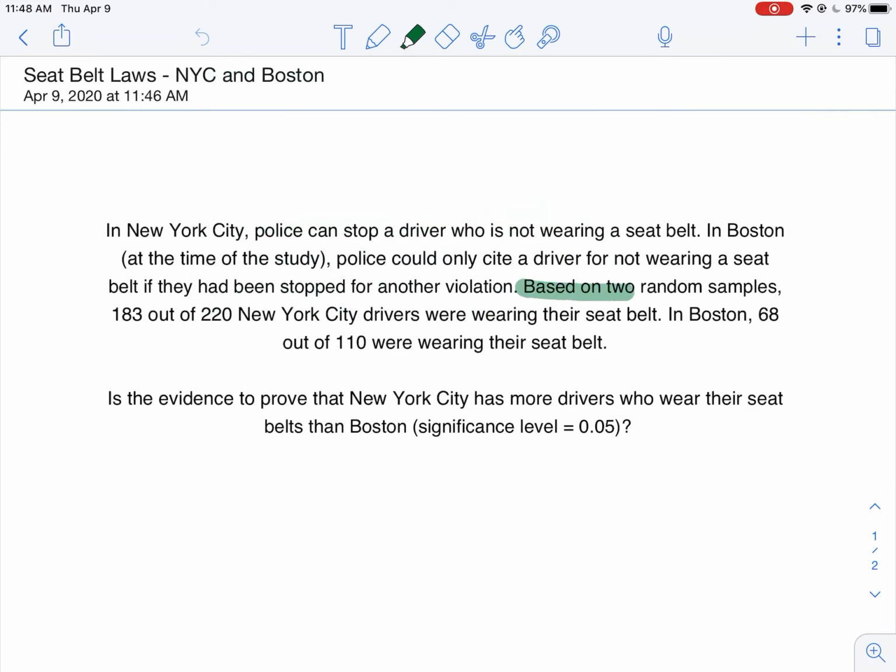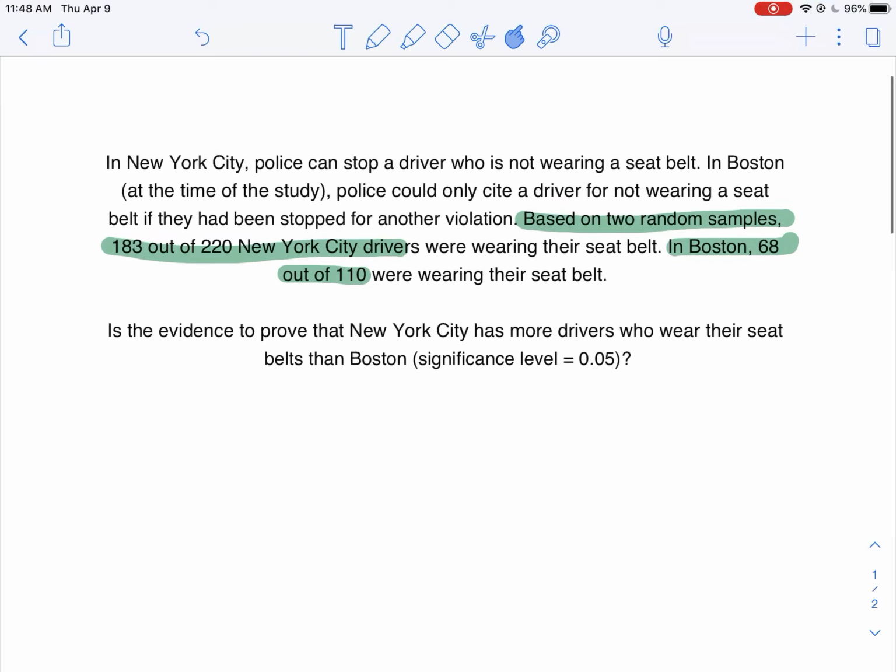We'll highlight the important stuff as we go along here. Based on two random samples, 183 out of 220 New York drivers were wearing their seatbelt. In Boston, 68 out of 110 were wearing their seatbelt. Alright, so I got the important information here. Is there evidence to prove that New York City has more drivers who wear their seatbelt than Boston?